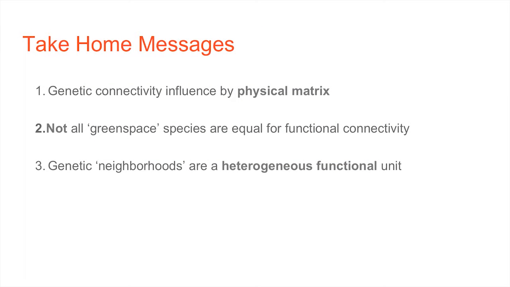And kind of the connectivity that we see is very site-specific. And the physical matrix may not be just a set of buildings or just having plants in some places. Not all green space species are equal, and many are detrimental for the functional connectivity. And the idea of these genetic neighborhoods being different sizes and different extents can be used to manage the landscapes as we develop them, as long as we are cognizant that they're dynamic itself.